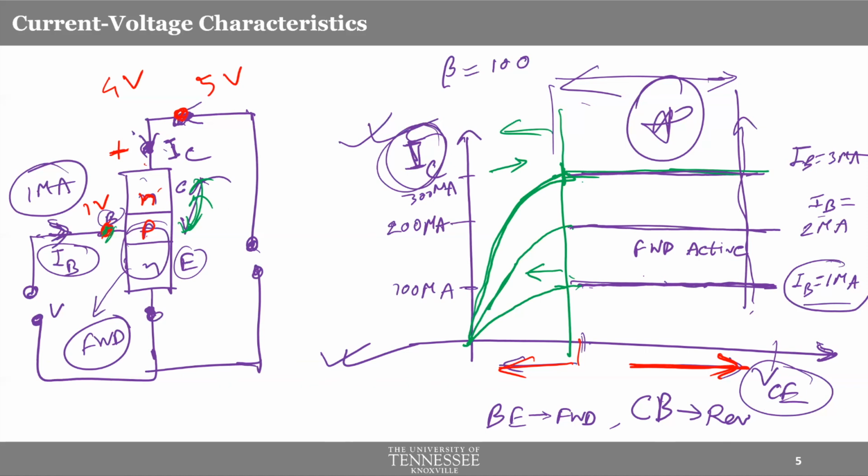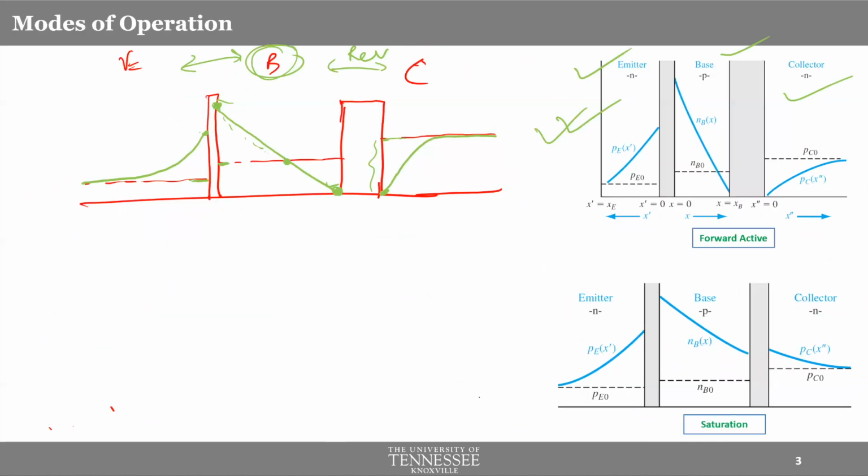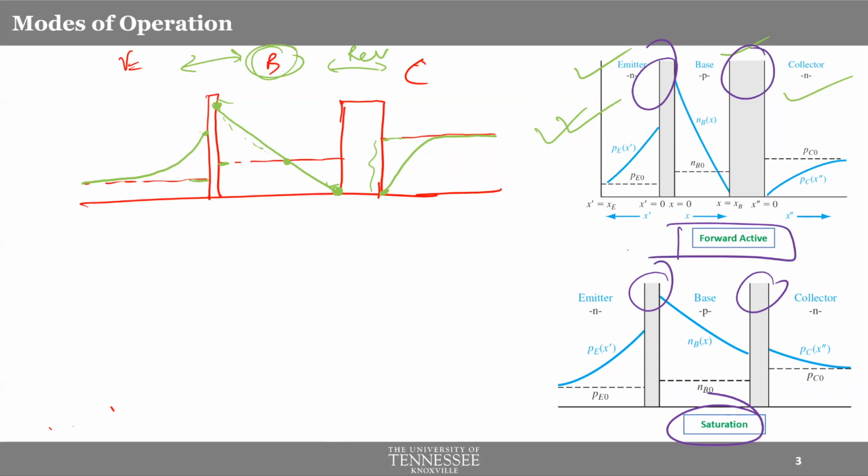But remember, for lower VCE, we were no longer able to keep the reverse bias on the collector base junction. This collector base ended up becoming forward biased as well. So you have forward bias for both of the junctions, and both forward bias represents what? Saturation. But forward bias, reverse bias is called forward active mode, right?